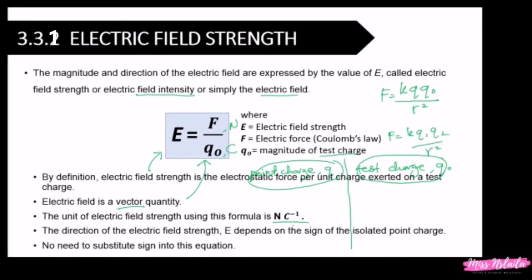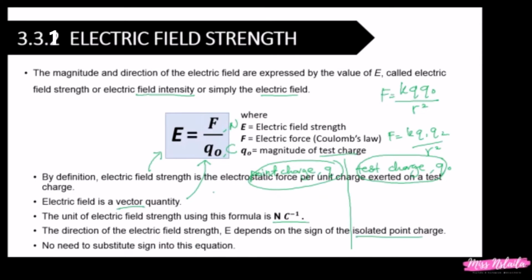Direction of E depends on the sign of the isolated point charge. If we want to determine the magnitude, use this equation. But if we want to determine the direction, we need to refer to the sign of the point charge. And later I will show you an example. No need to substitute the sign into this equation because the negative sign is only for us to determine the direction for a vector quantity.